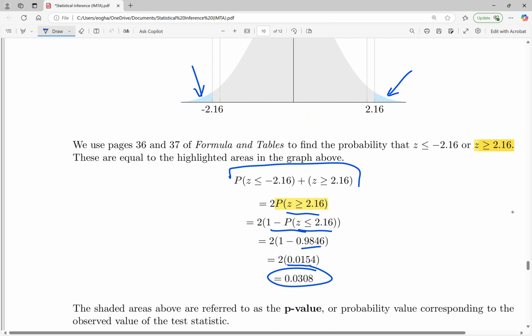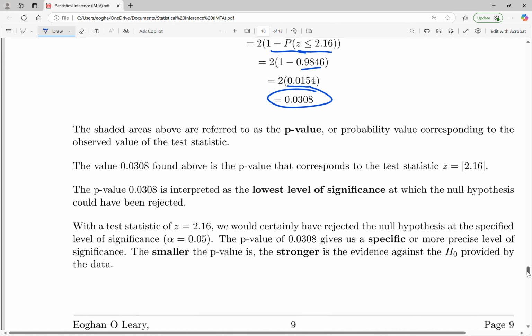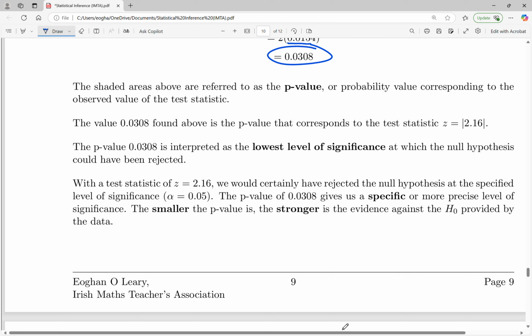Okay, so that is less than 5%. So basically that'd be 1.5% of the area under the bell curve is over there, and there's another 1.5% of the area under the bell curve to the left of minus 2.16. So the shaded area is referred to as the p-value, the probability value corresponding to the observed value of the test statistic. The value of 0.0308 found is the p-value that corresponds to the test statistic of the modulus 2.16. The p-value is interpreted as the lowest level of significance at which the null hypothesis could be rejected.